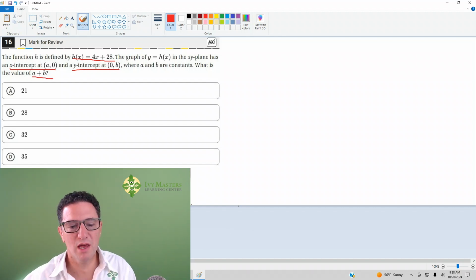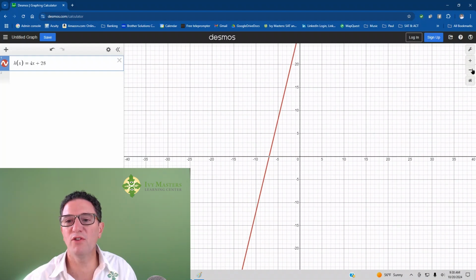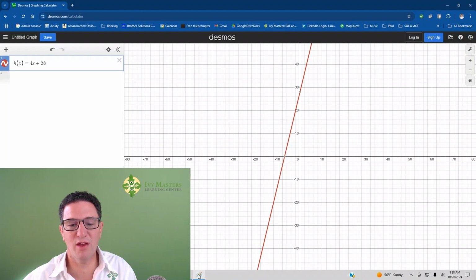Easiest way to do this, plug it into Desmos. Your x-intercept you can see is -7. If you zoom out, you can see your y-intercept is 28. 28 plus -7, what do we get?